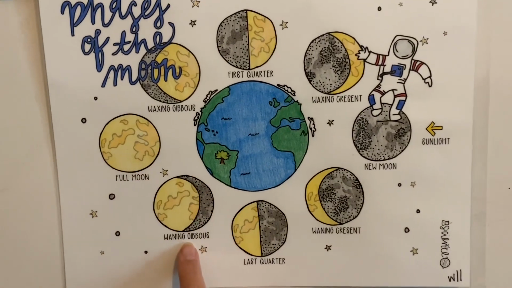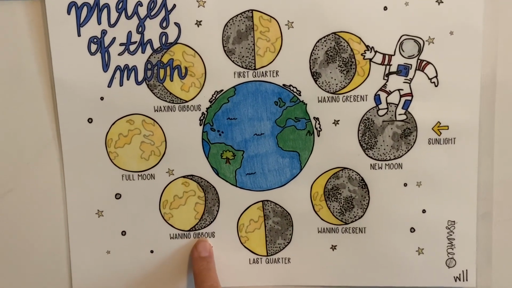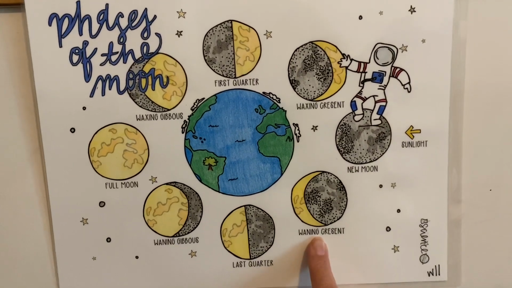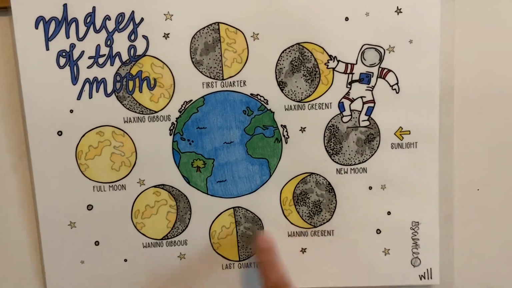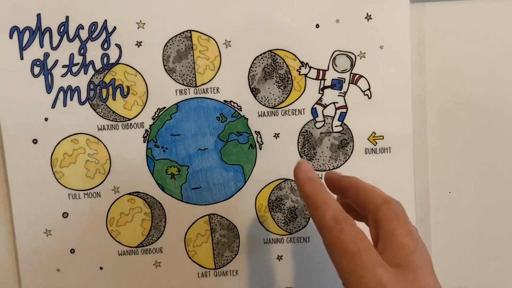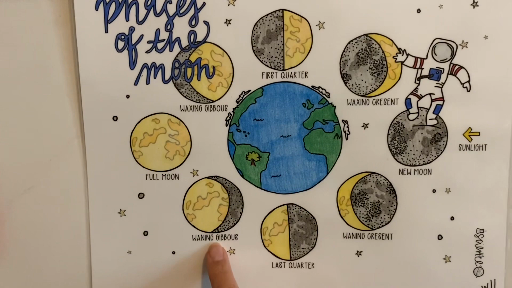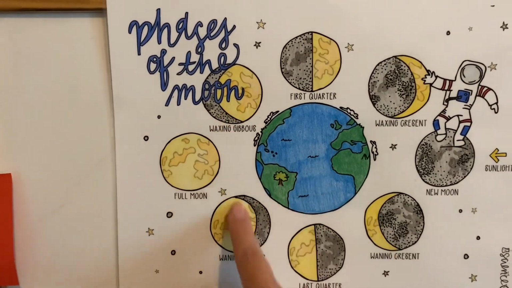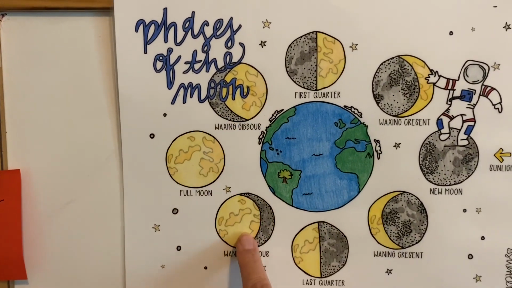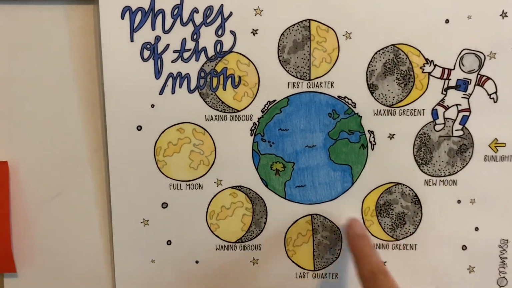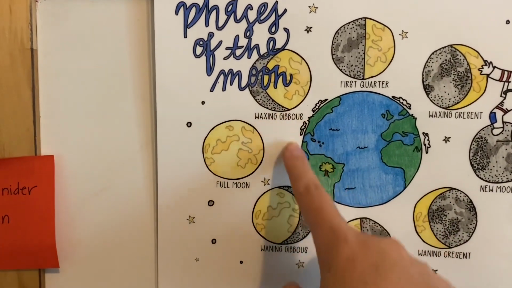Coming back this way, waning gibbous, it's shrinking. Last quarter moon, waning crescent, and it's shrinking. The moon is getting small. I say smaller, it's getting darker. Back to the new moon. And notice how waning and waxing is on the opposite side, okay? Waning and waxing, the crescent is on the opposite side. The gibbous is on the opposite side.